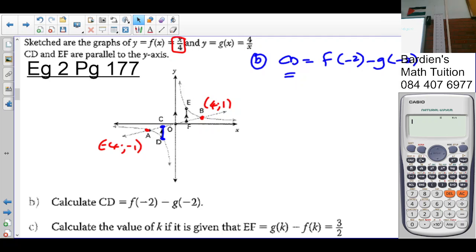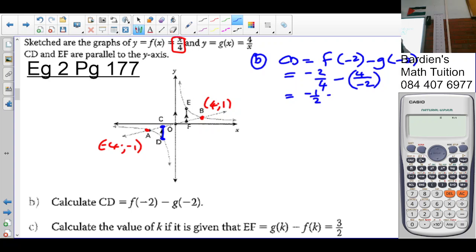Alright, so what do we get? Negative 2 over 4 minus 4 over negative 2. Not so? So it's going to be minus half plus 2, which is 1.5. Is that correct? Any one of those is acceptable. Okay, units.